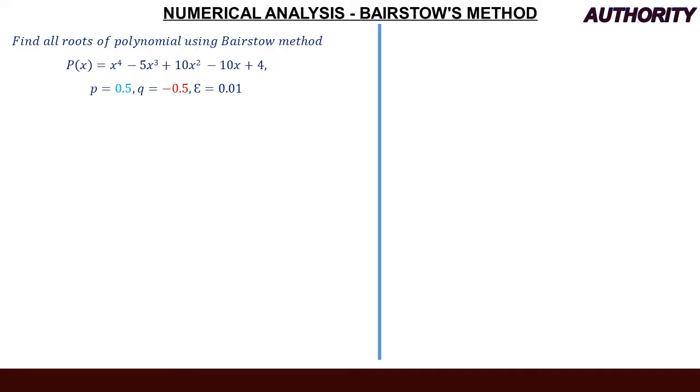Our p is 0.5 and our q is minus 0.5. Estimated error is 0.01. Very small. Are we together? Good. So look at it. We've been saying what Bairstow's method is all about.